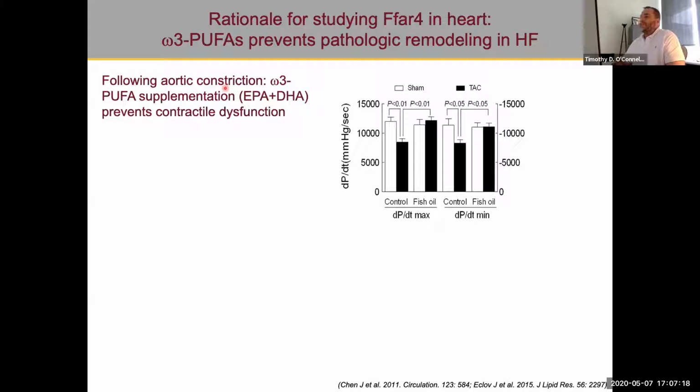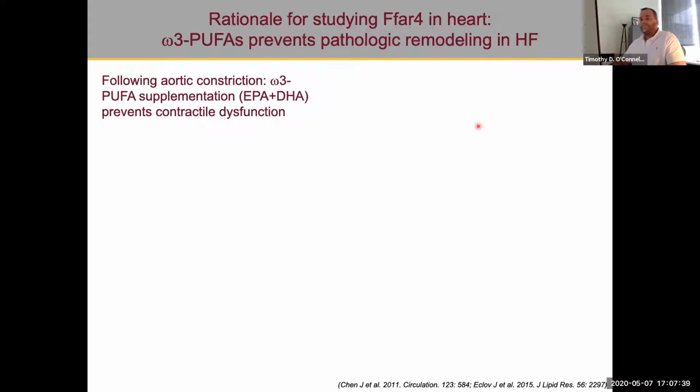And then we've looked at them in a model of aortic constriction, excuse me. So when we give a dietary supplementation with omega-3s, then we perform aortic constriction, and we look to see what the effects of omega-3 dietary supplementation are. And we found that it prevents contractile dysfunction. You can see that here. Here's systolic dysfunction declined after TAC, diastolic dysfunction that's prevented by omega-3 supplementation.